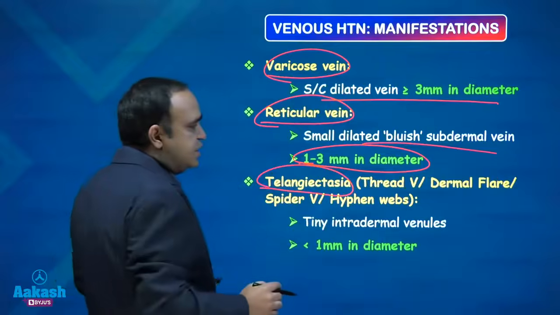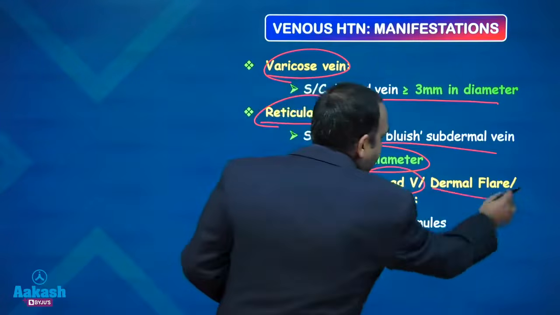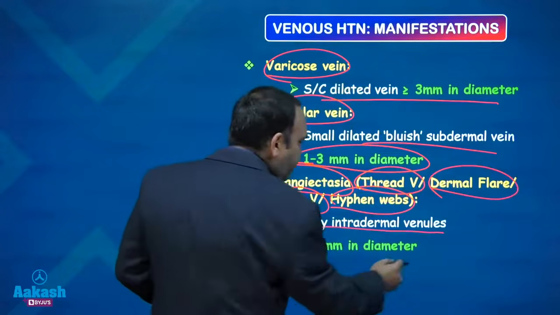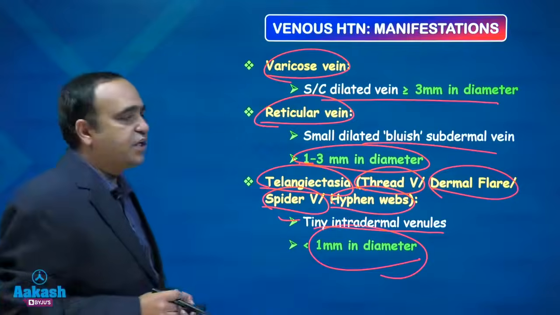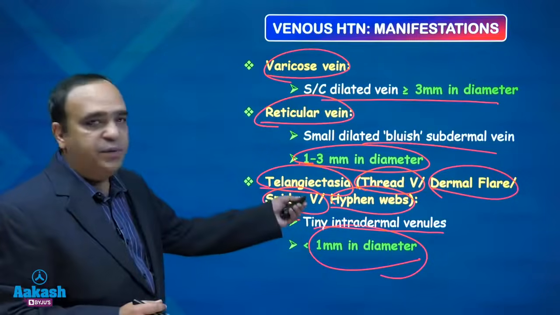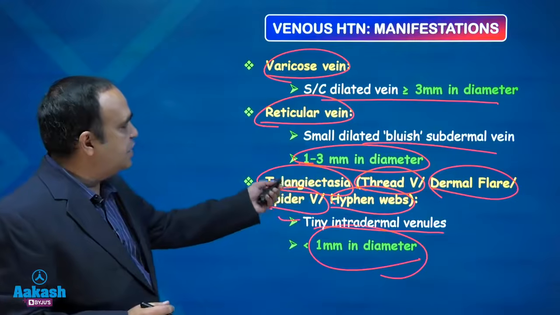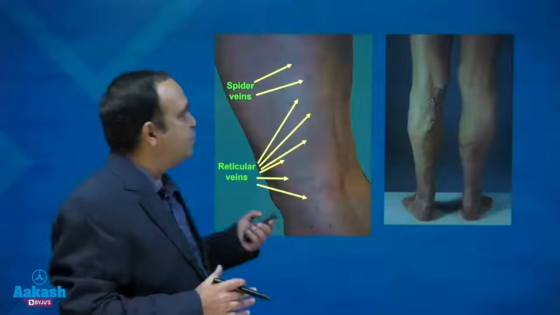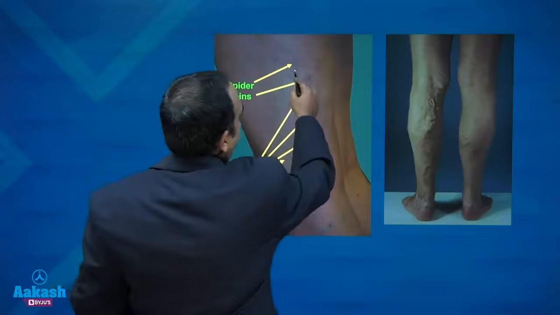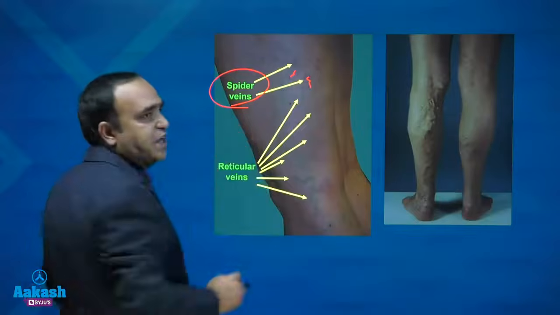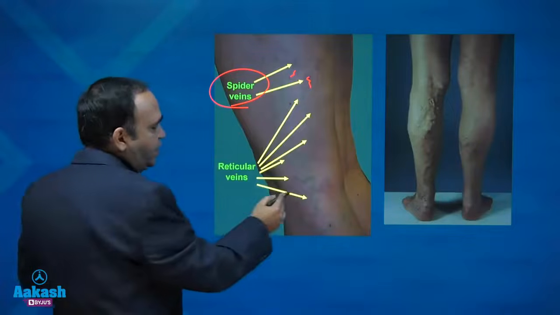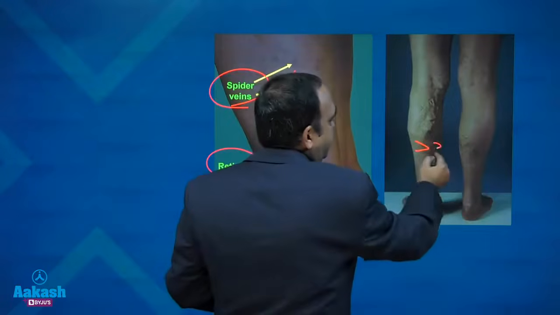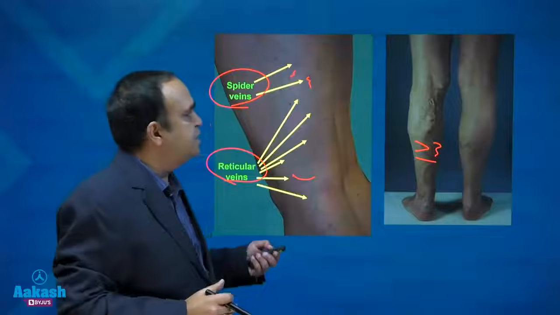Then third, we have telangiectasia, also known as thready veins, dermal flare or spider veins or hyphen webs. They are tiny intradermal venules around 1 millimeter or less than 1 millimeter. So less than 1 millimeter are the spider or thread veins or telangiectasia. 1 to 3 is reticular veins, and more than 3 are the proper varicose veins. These are the pictures. So you can see these are spider veins, telangiectasia, less than 1 millimeter. Then slightly thicker, 1 to 3 are the reticular veins, and more than 3 properly thick varicose veins, right?